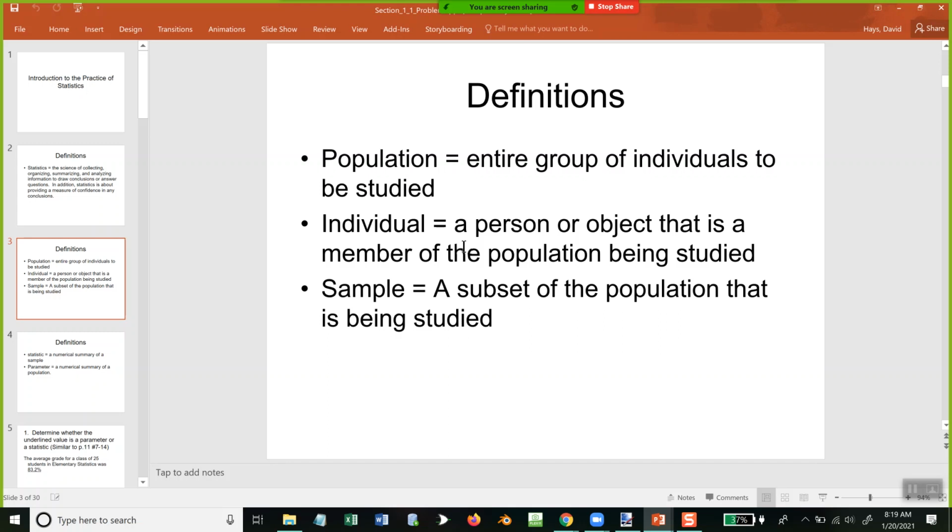Individual: a person or object that is a member of the population being studied. Obviously that's a person, a citizen of Wellington. Sample: a subset of the population that is being studied.